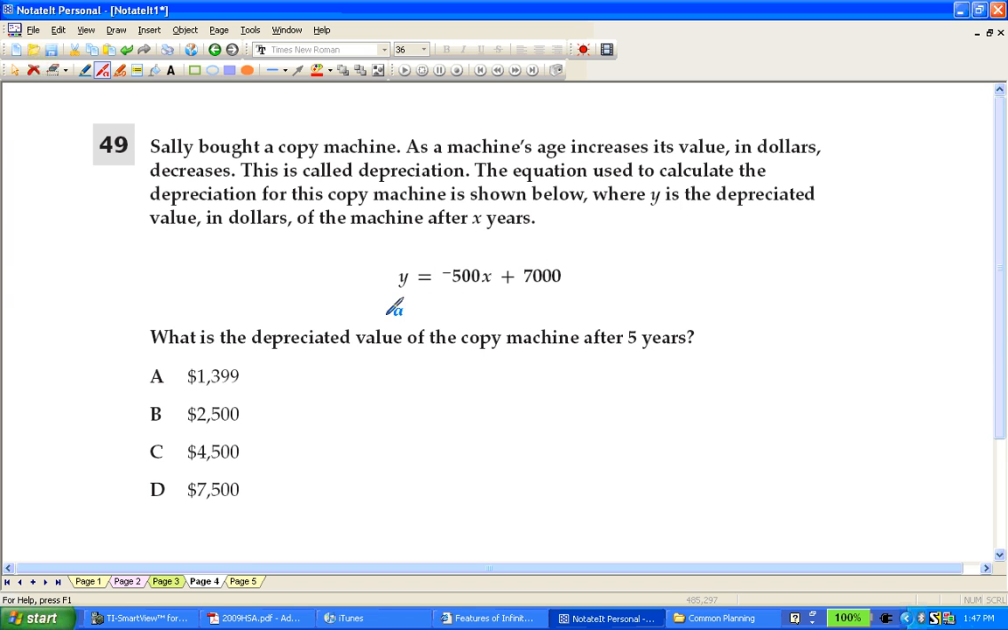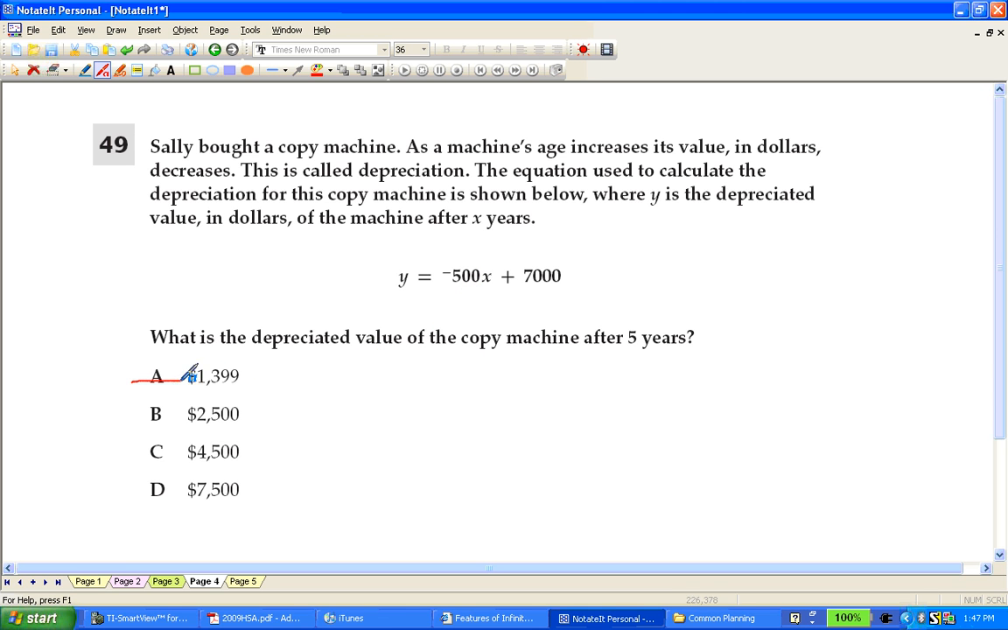Y is the amount of money, the depreciated value that it's worth after however many years it's been around. So it starts out at being $7,000, and for every year that it ages, it gets to be worth $500 less. That's how this works out. So what is the depreciated value of the copy machine after 5 years?